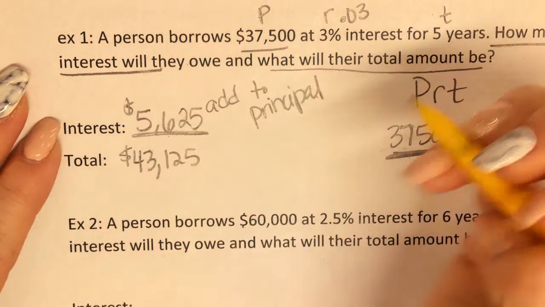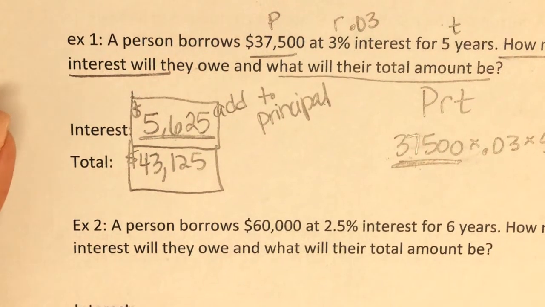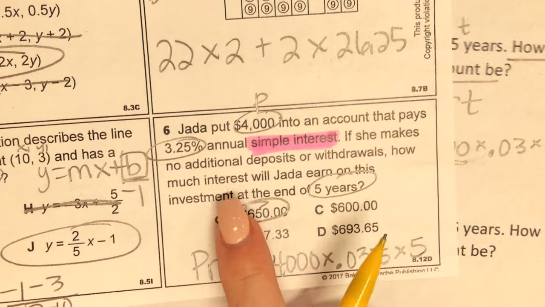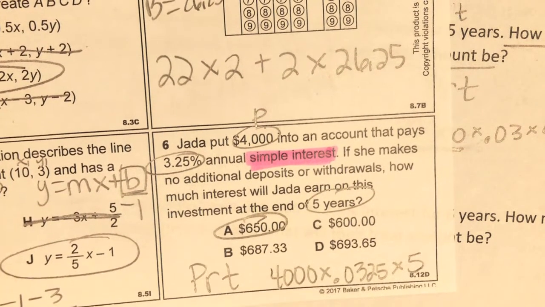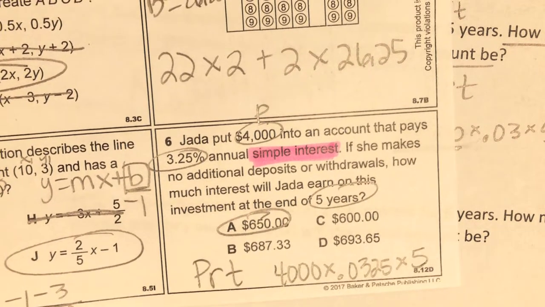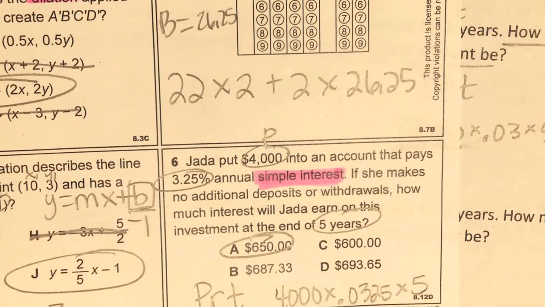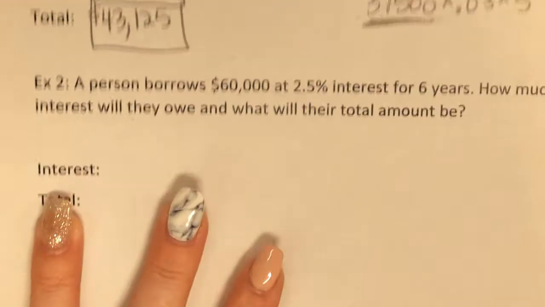Both of these are answers. It all depends on what they're asking for. So on the warm-up today, did we have to add it back or did they ask for interest? So I didn't have to do that extra step. But if they would have asked how much would they pay back total, I would have to add it back to what they borrowed. Does that make sense to everybody? Okay, I want you to try example 2 on your own.